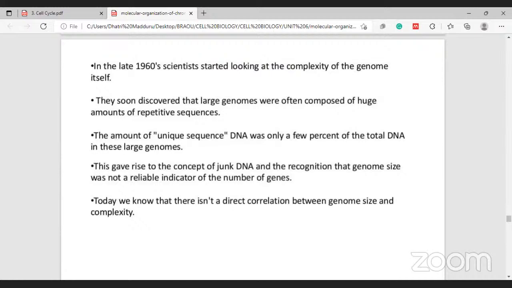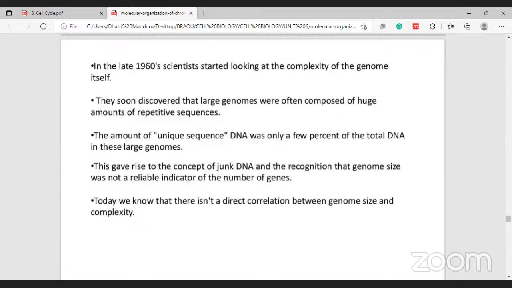Okay, so larger genomes have repetitive sequences. There are two types of sequences in our genome. One is repetitive sequence and the other is unique sequence. A unique sequence is present only once, whereas a repetitive sequence is the same sequence repeated many number of times. The amount of unique sequence is only a few percent of the total genome. I don't remember the exact percentage, but only about 5% is functional DNA, whereas the other 95% of the genome is junk DNA.